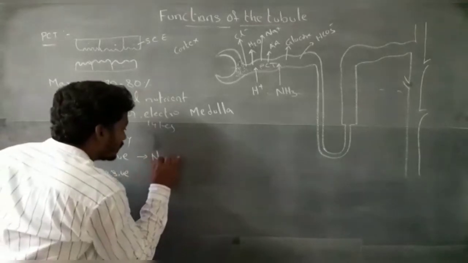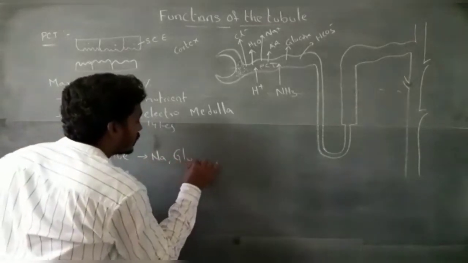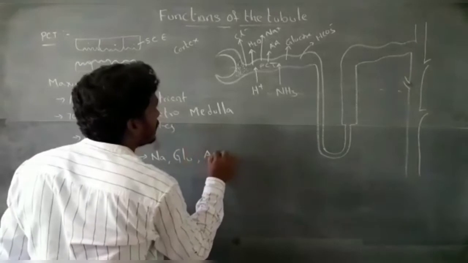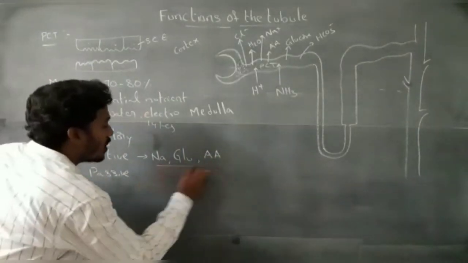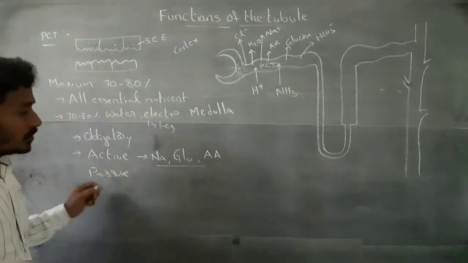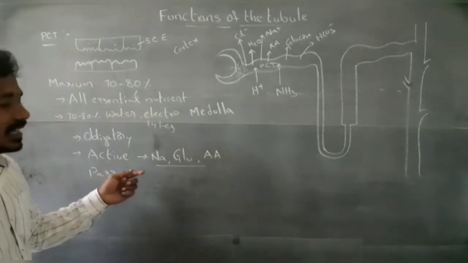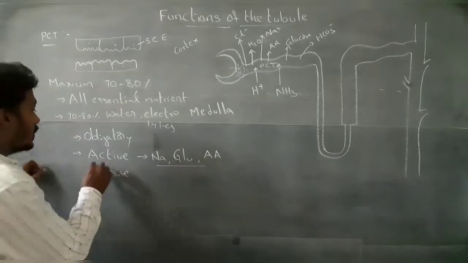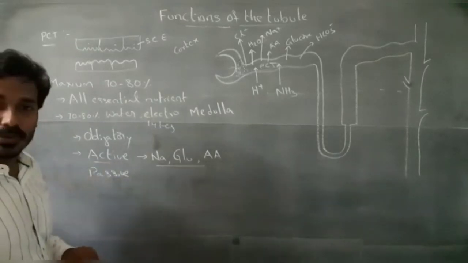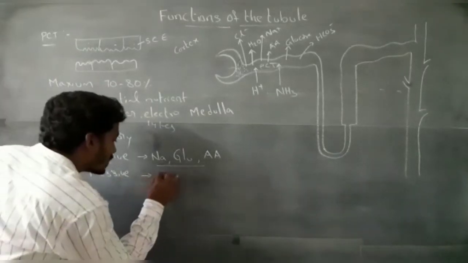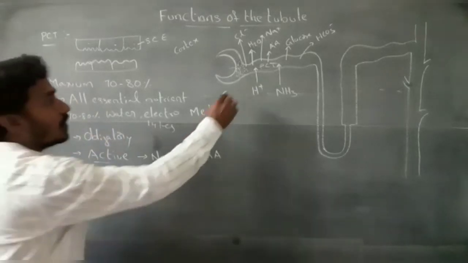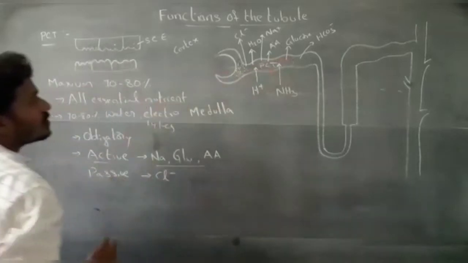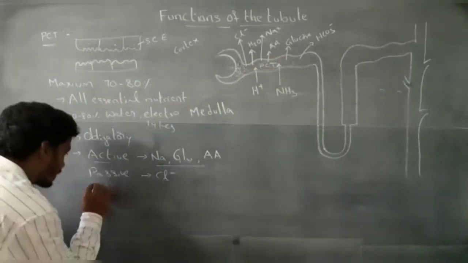Sodium, glucose and amino acids are absorbed by active transport. Chlorine is absorbed by passive transport. Water is moved by osmosis.